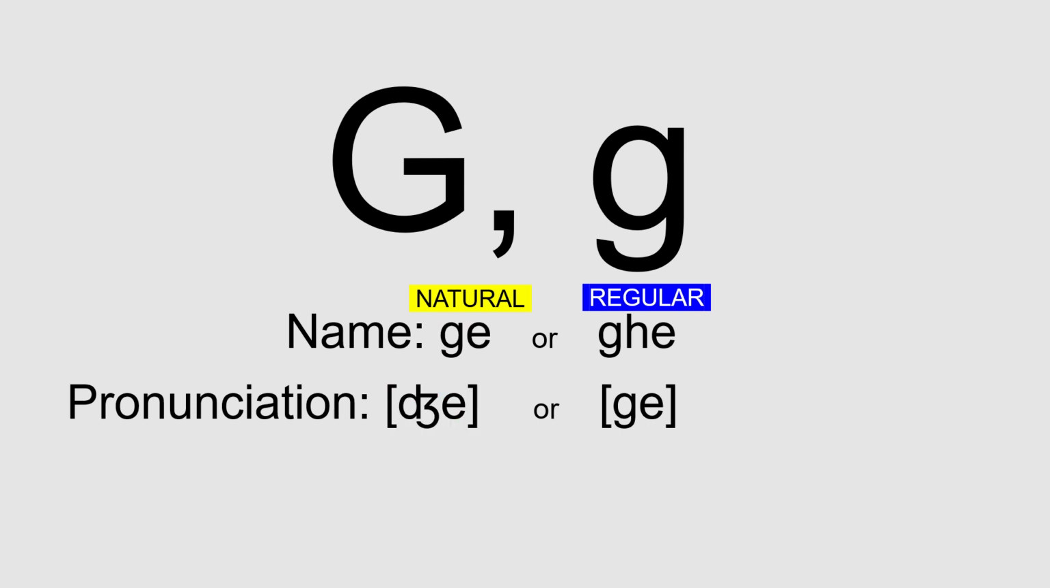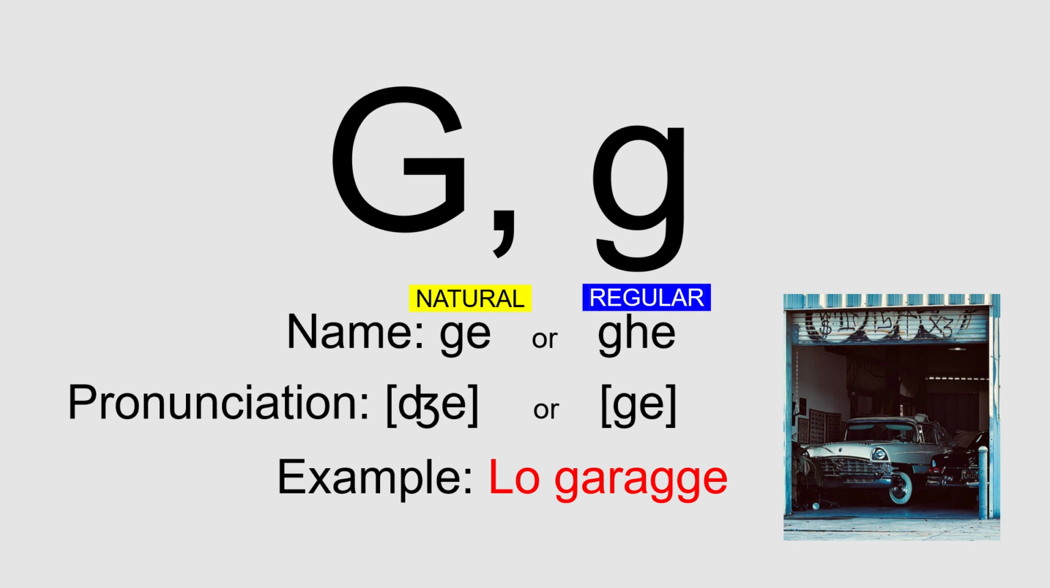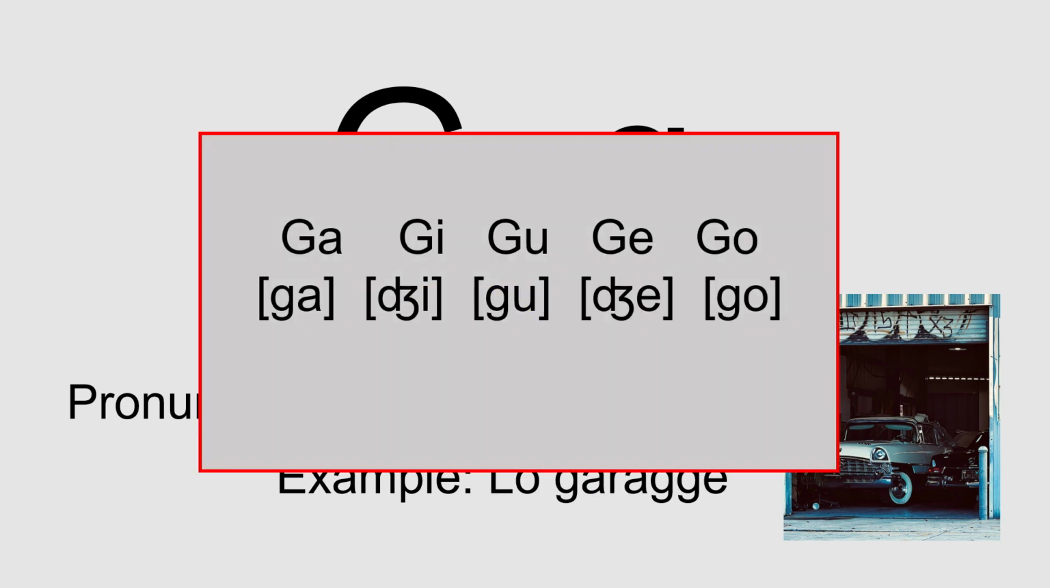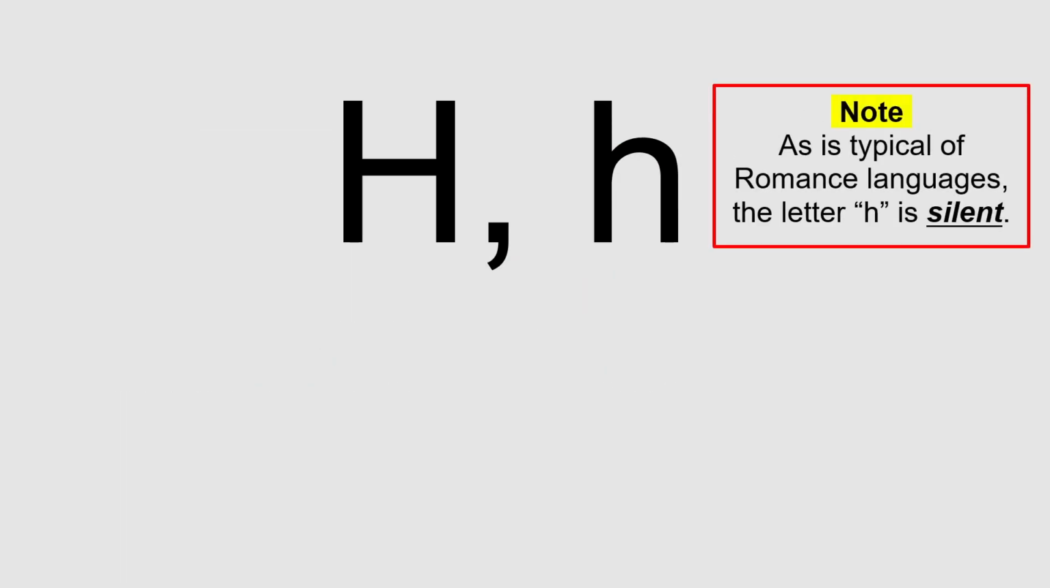Ge or ge. Lo garage, the garage. In Neolatin, when the letter G is before the vowel I or E, it would be pronounced as G and J. So we have ga, G, gu, je, go. In order to write gi and ge, you must write with a GH. As is typical of Romance languages, the letter H is silent.